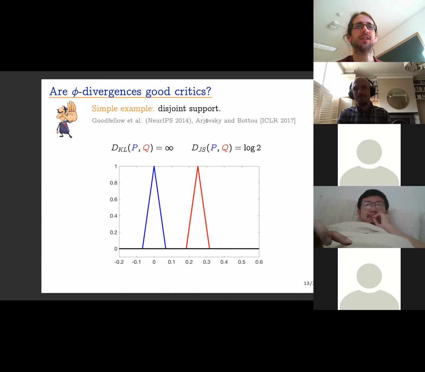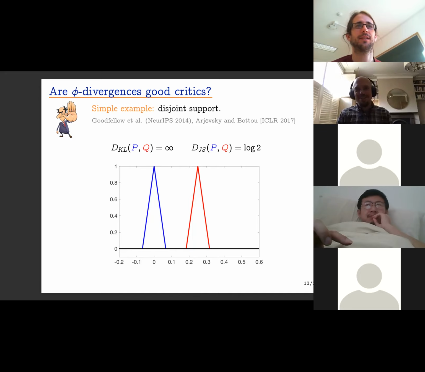Can I ask a quick question? I guess so. I mean, if one takes the Wasserstein distance and regularizes with entropy, then of course you get a KL divergence. Then of course this is kind of approximating the Wasserstein distance too. So I guess I don't know. Can you comment on that?